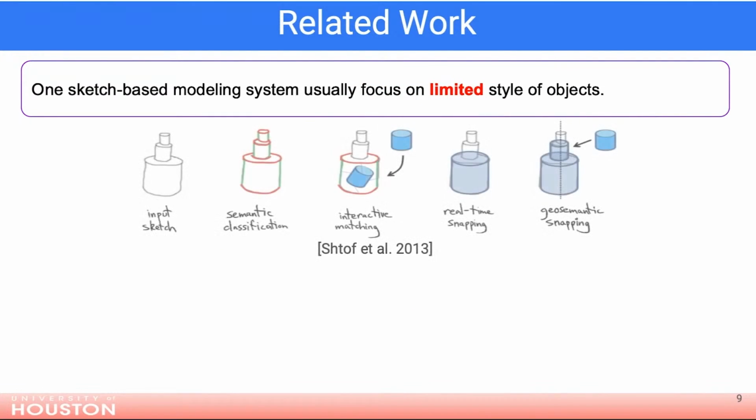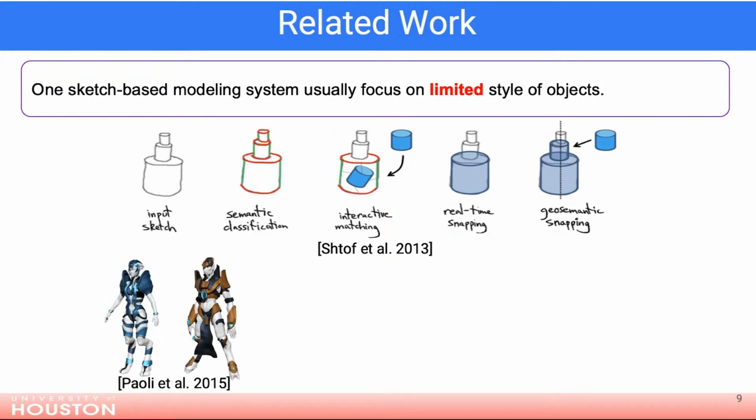Hoffman et al. proposed a sniping technique by sniping simple 3D geometric primitives to a 2D sketch, then improving the model globally by inferring geosemantic constraints that link the different parts. This work can only focus on simple object structure.